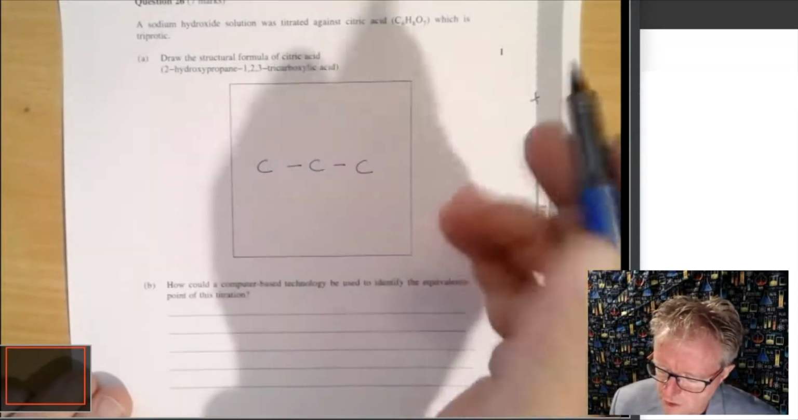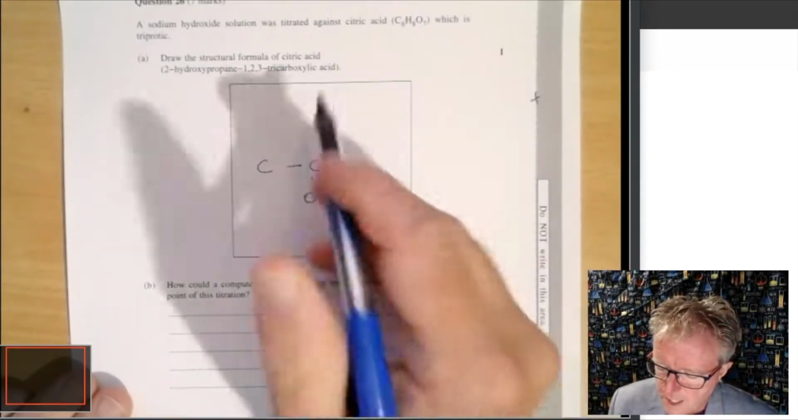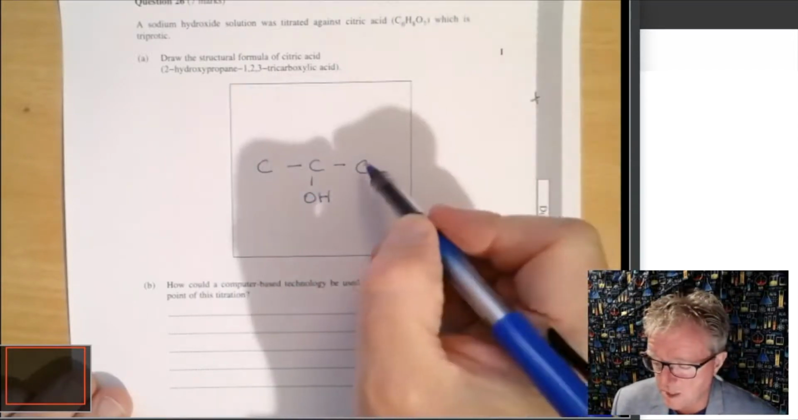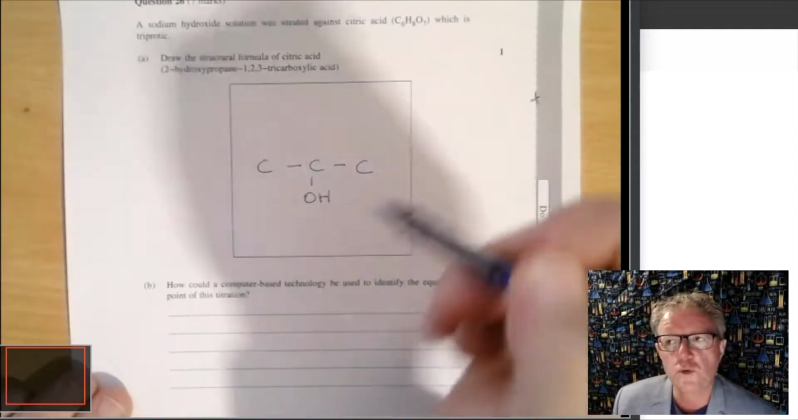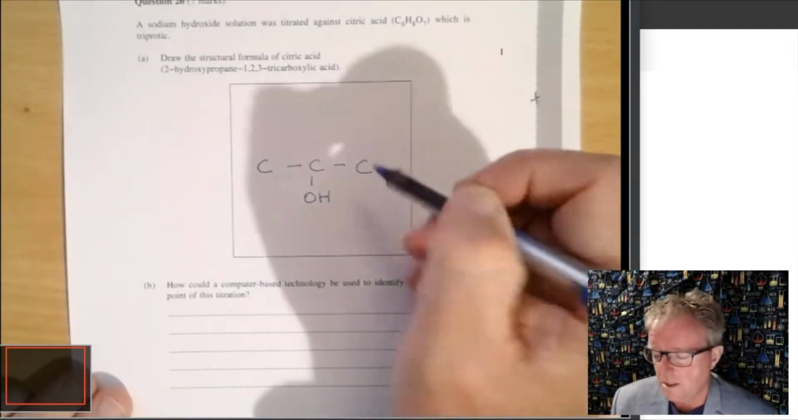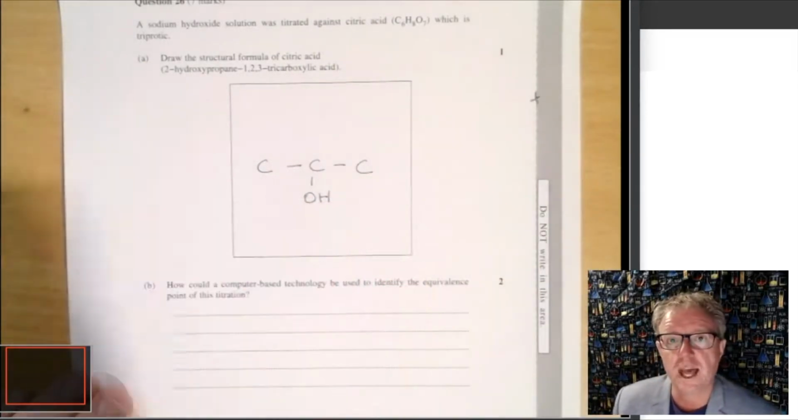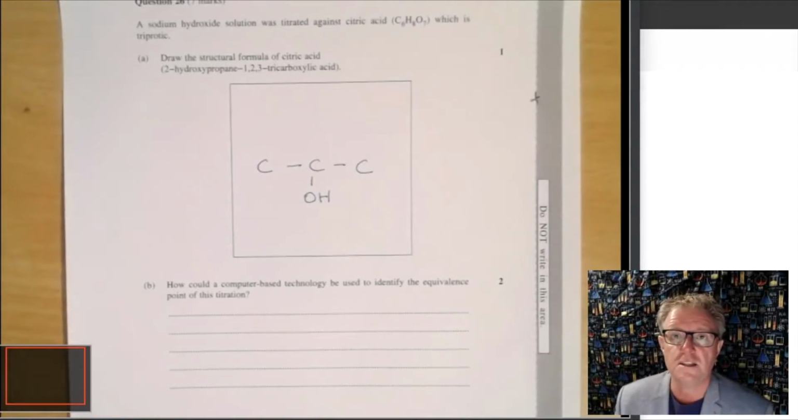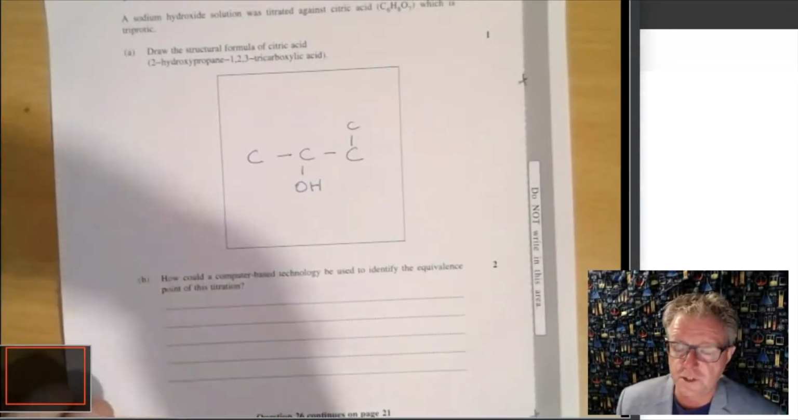Then it says 2-hydroxy, so that means on the second carbon we put a hydroxyl group. And then 1,2,3-tricarboxylic acid, so it's saying we need a carboxylic acid group on each of these carbons. Now I'm going to draw it here with the groups, but keep in mind this is not how it would actually exist in real life, because of course you have to take into account the stereochemistry and the structure and shape of the molecule. I'm just going to be drawing it here to emphasize the groups.